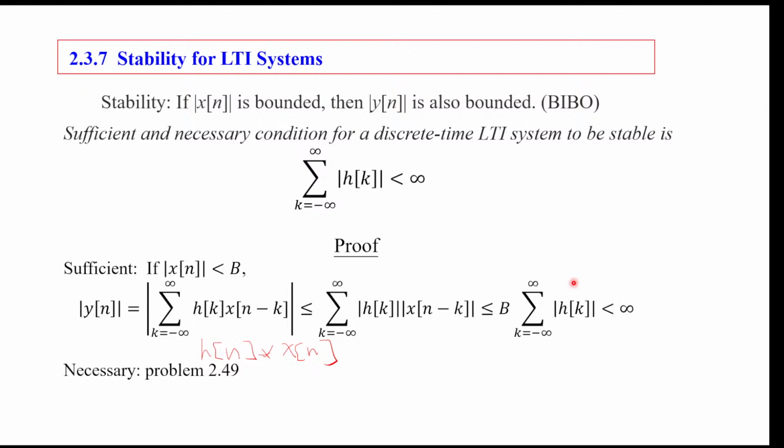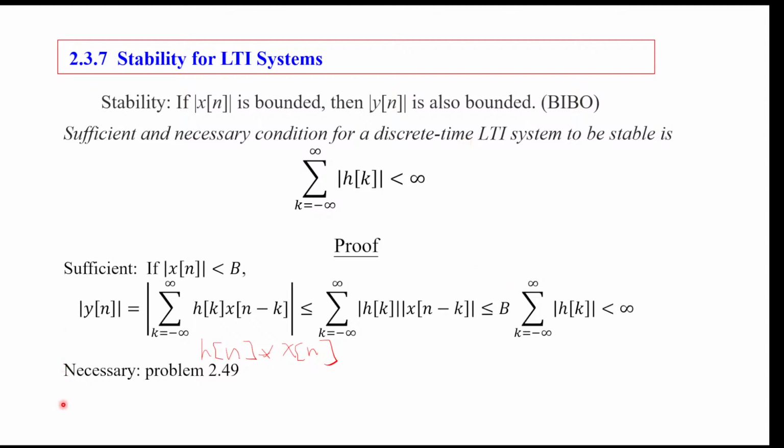Okay, so hopefully this gives you some idea about why h of k being absolutely summable is equivalent to x of n and y of n. The system is BIBO stable, so whenever x of n is bounded, y of n will also be bounded.